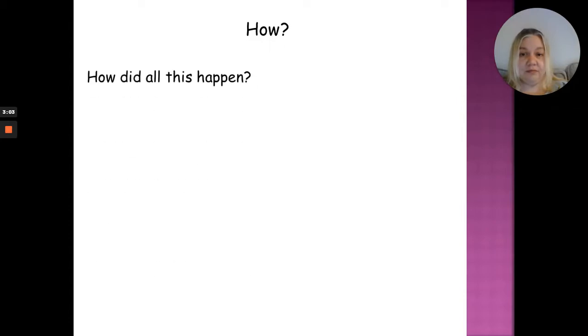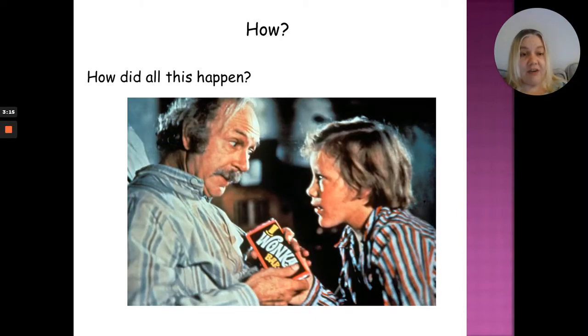How? How did this all happen? The whole story of Charlie and the Chocolate Factory came about when Willy Wonka decided he wanted to invite 5 people into his factory. He put 5 golden tickets into 5 chocolate bars, and Charlie was one of the lucky winners.